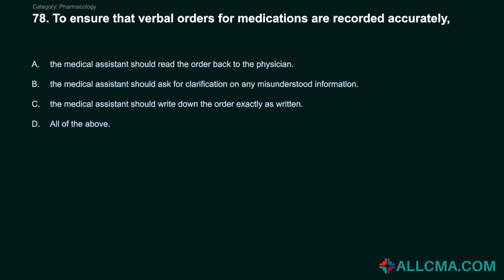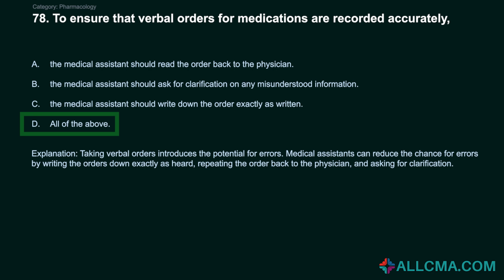78. To ensure that verbal orders for medications are recorded accurately. A. The medical assistant should read the order back to the physician. B. The medical assistant should ask for clarification on any misunderstood information. C. The medical assistant should write down the order exactly as written. D. All of the above. Correct answer, D. All of the above. Taking verbal orders introduces the potential for errors. Medical assistants can reduce the chance for errors by writing the orders down exactly as heard, repeating the order back to the physician, and asking for clarification.